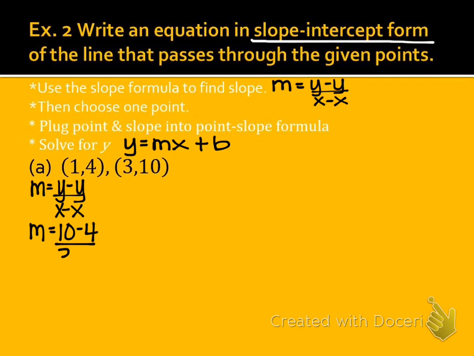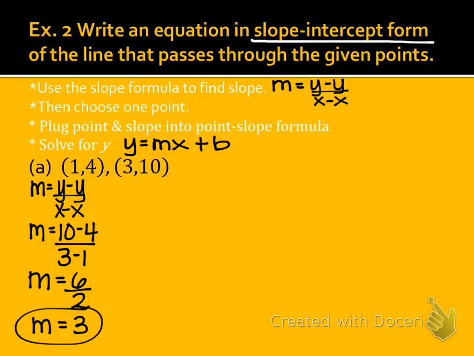3 minus 1. Very good. If he's going to start with 10, he's got to go back and start with 3. So 10 minus 4 divided by 3 minus 1. Now what is 10 minus 4? And what is 3 minus 1? 2. So m equals 3.